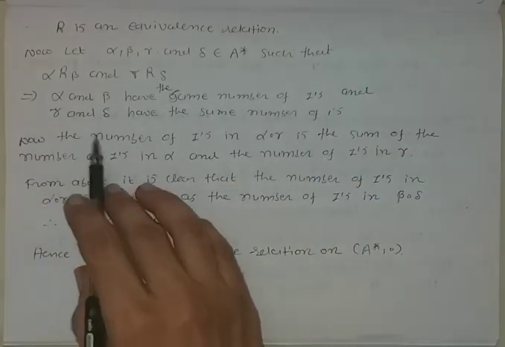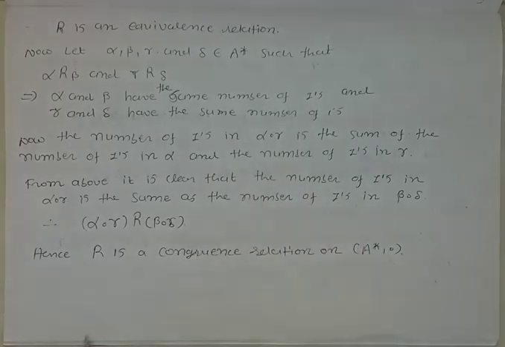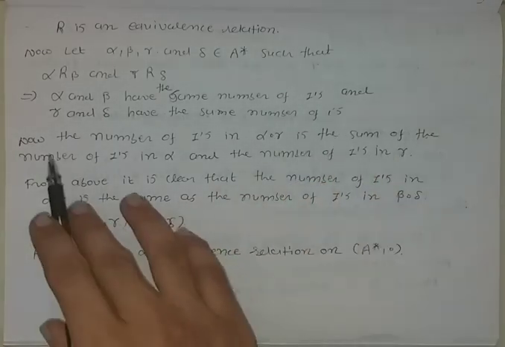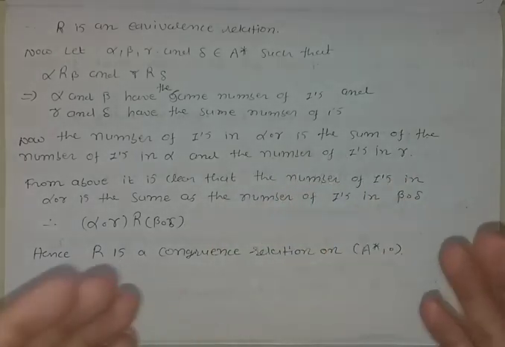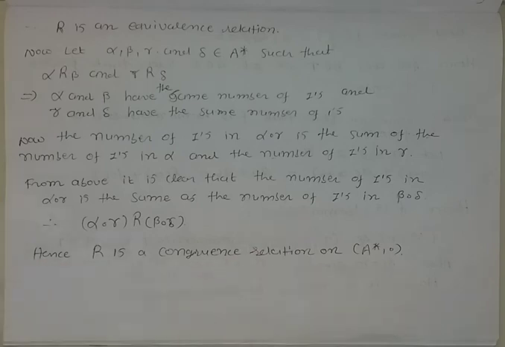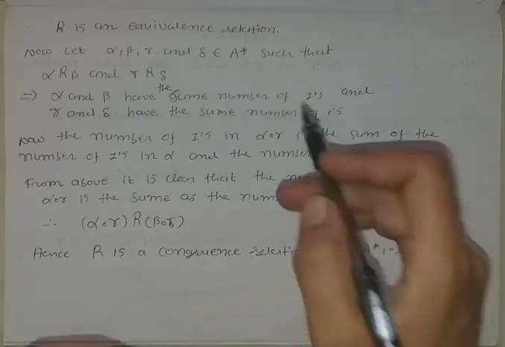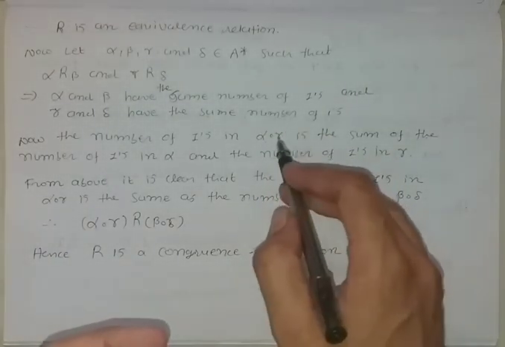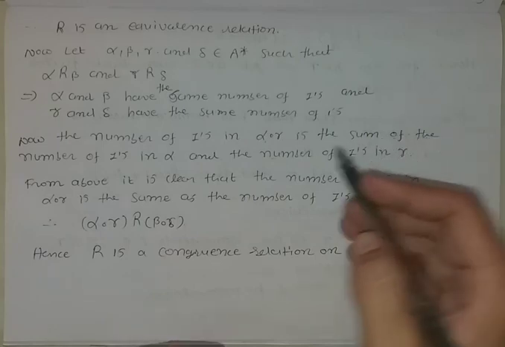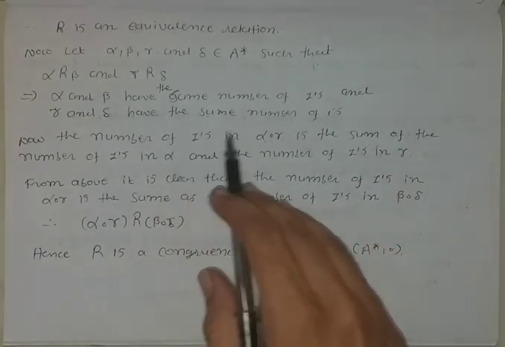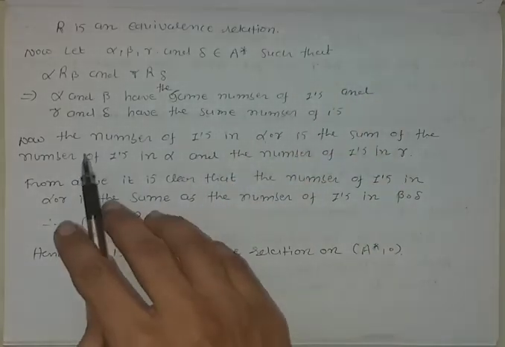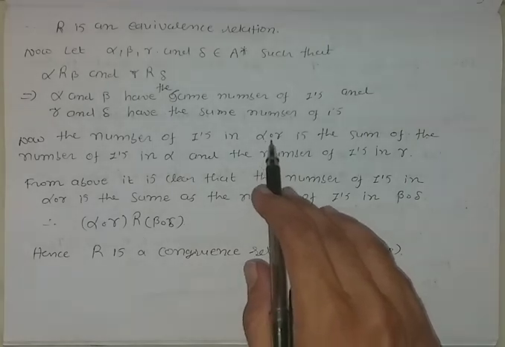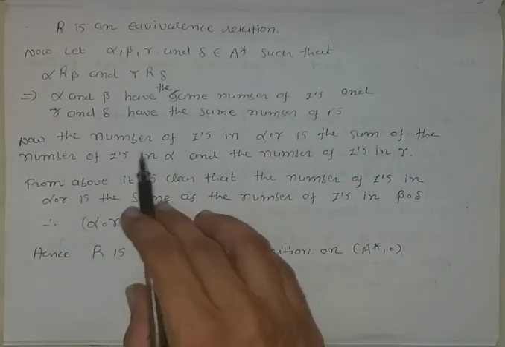So the number of ones in alpha catenation gamma is the sum of the number of ones in alpha and the number of ones in gamma. Okay, how do we define catenation? We define catenation as the combination of two finite sequences. In alpha, if there are 4 ones, and if in gamma there are 5 ones, then the number of ones in alpha catenation gamma is the sum of 4 and 5. This is equal to 9. So the number of ones in alpha catenation gamma is the sum of the number of ones in alpha and that in gamma.